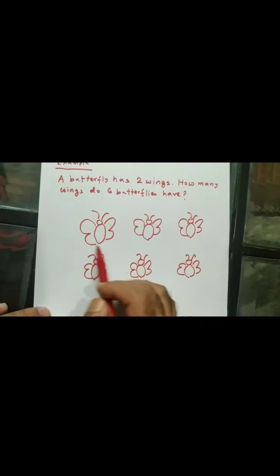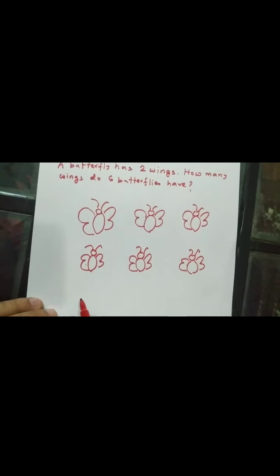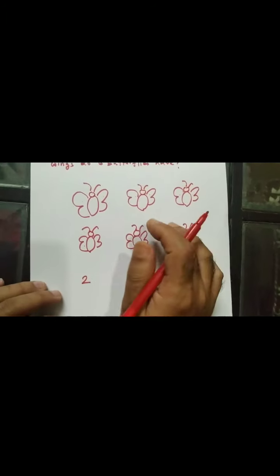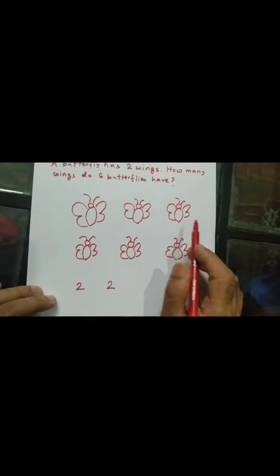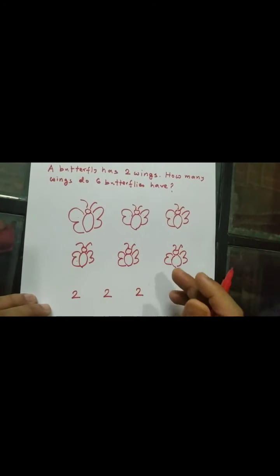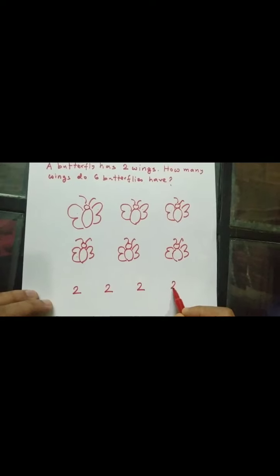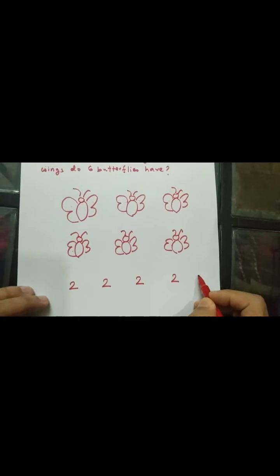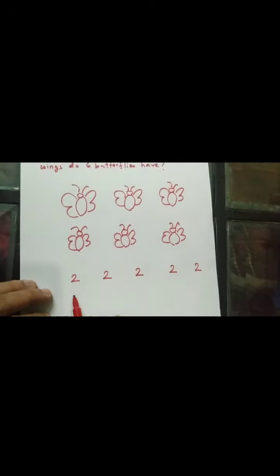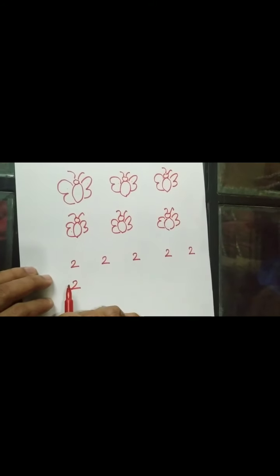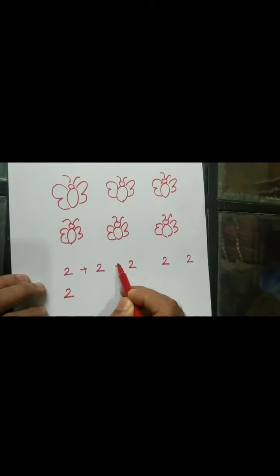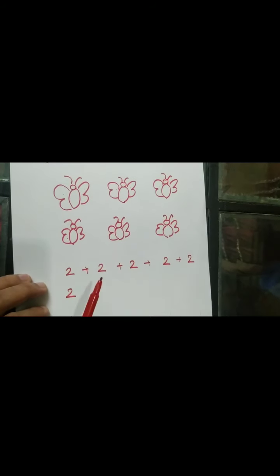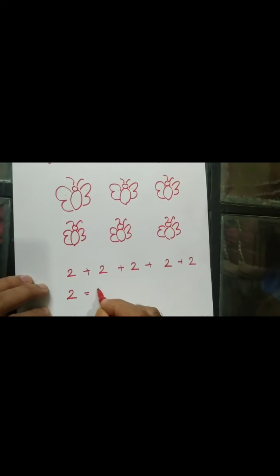If I pick up the first butterfly, how many wings does it have? 2. If I pick up the second butterfly, it has again 2. If I pick up the third butterfly, it again has 2 wings. If I pick up the fourth butterfly, it has 2 wings. If I pick up the fifth butterfly, it has 2 wings. If I pick up the last butterfly, it has 2 wings. So we are asked to find how many wings they have in total. So what do we have to do? We have to add them all. Now this addition gives me 12.